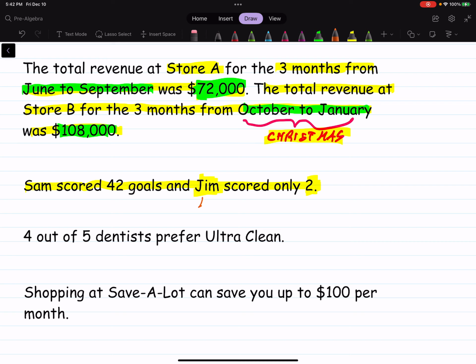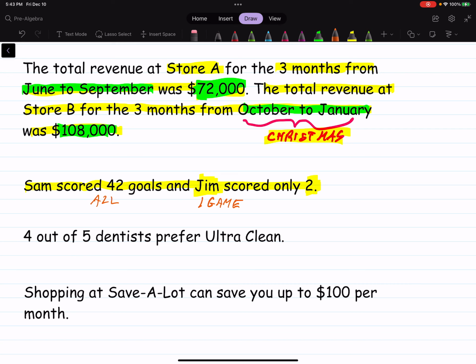Maybe Jim only played 1 game, and Sam played them all. We don't know. This is why this is a misleading stat. You're not sure about all the details. You assume when you read something like this that everything's been measured out and it's basically equal, but there are real reasons behind the data that may make Jim scoring only 2 quite a better feat than Sam scoring 42.